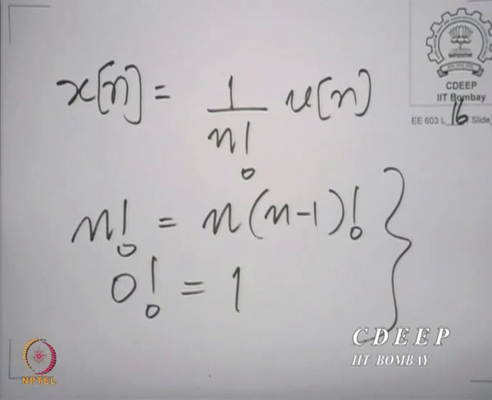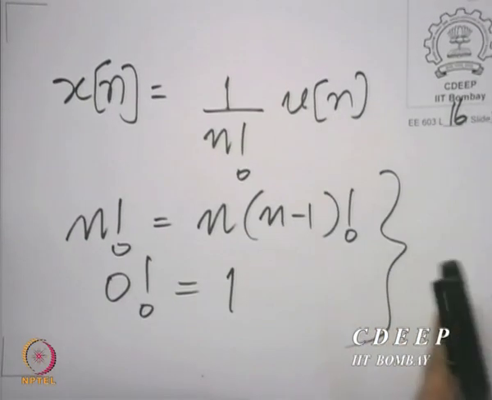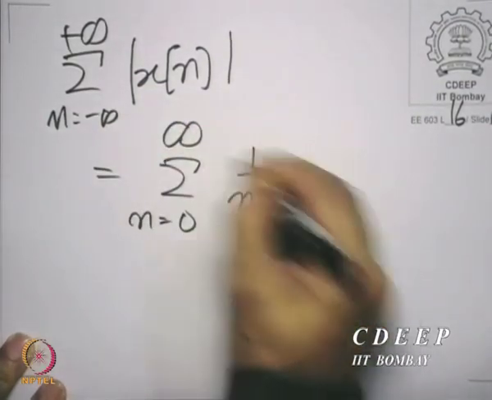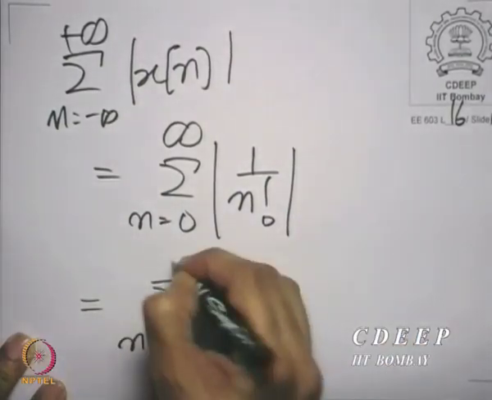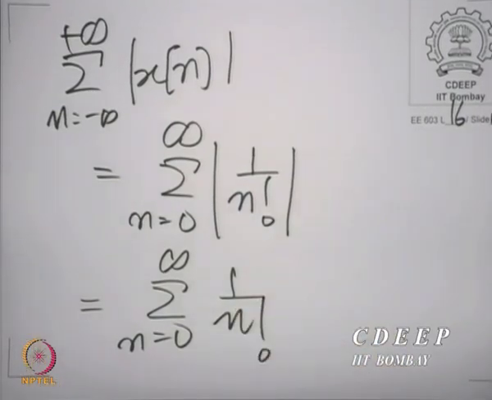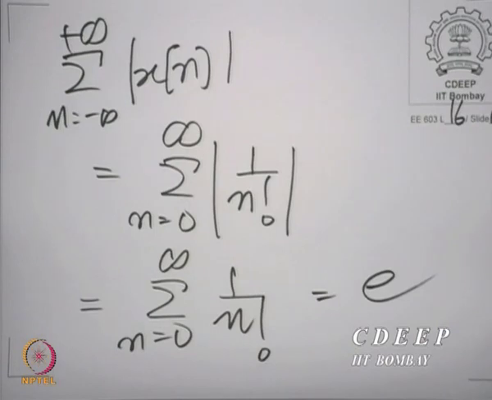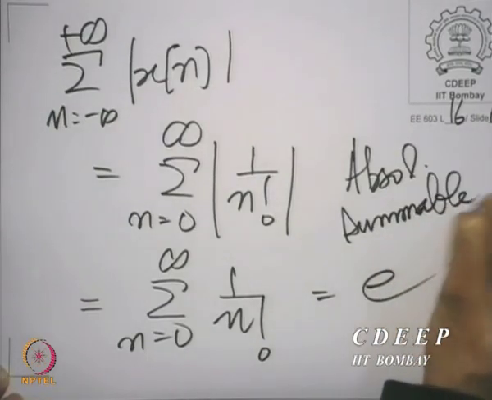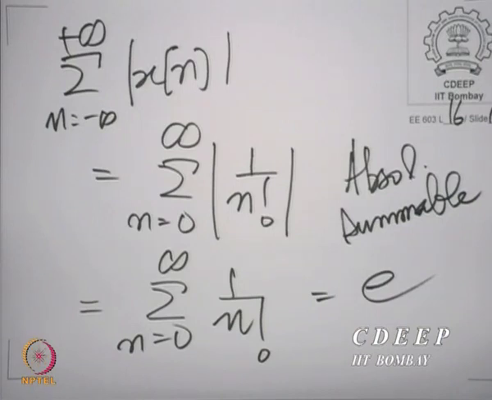Would it be stable? How would we answer the question? We would need to look at the absolute sum of the impulse response, and that is very easy to calculate. The summation over all integers n of mod x[n] is essentially the summation n going from 0 to infinity of 1 by n factorial, because n factorial is positive. This is essentially e raised to the power of x evaluated at x equal to 1. This is e, the standard Neperian base, and that is, of course, finite. Therefore, this is absolutely summable, and therefore the system is stable. So, if a system were to have this impulse response, it would be both causal and stable.